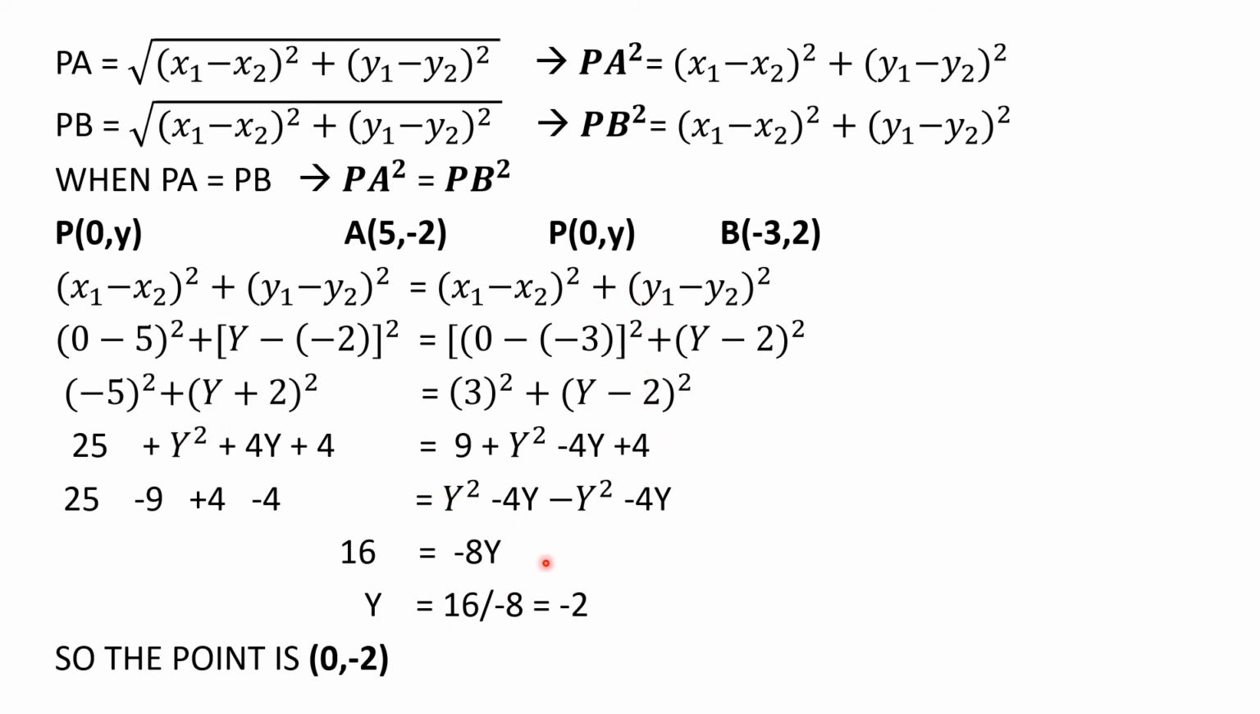So y square and y square will get cancelled, this 4 and 4 will get cancelled, 25 minus 9 is 16, minus 4y plus minus 4y is minus 8y equal to 16, y equal to 16 by minus 8, minus 2. So the point is 0 comma y, right? 0 comma minus 2. Okay, going to the next one.